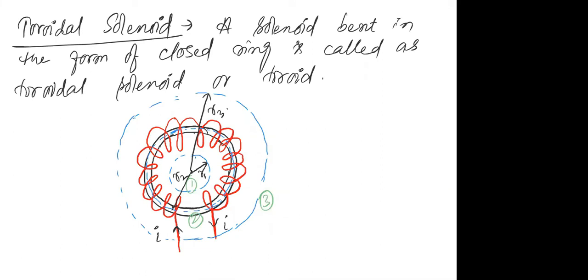If you apply Ampere's circuital law for all these three loops, try to understand. If you remember, last day, which is yesterday, I told you that in the case of the solenoid, the magnetic field exists only in the core of the solenoid, right?